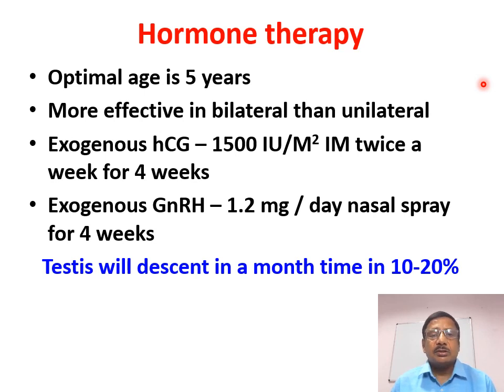There are various protocols of treatment. I am telling you one protocol, that is you give exogenous HCG 1500 international unit per meter square intramuscular twice a week for 4 weeks. Or if you wish to give exogenous GnRH, which is costly, 1.2 milligram per day as a nasal spray for 4 weeks.